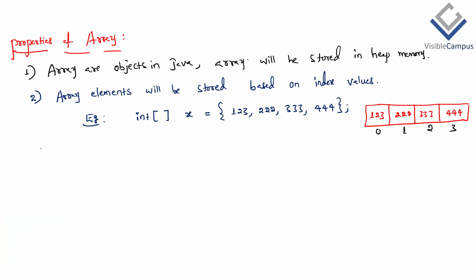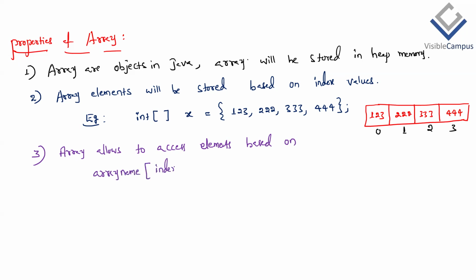Next point. The third point is, so here it is possible. Array allows to access elements based on what? The array name, square brackets, inside this, the index. We have to use it.